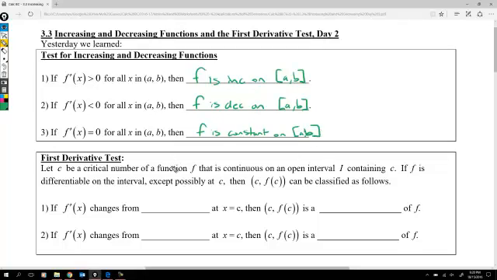Okay, now our first derivative test. So if f prime changes from positive to negative at our given critical point, that means that our critical point is a relative max. Or you could say local max, same thing. And if f prime changes from negative to positive, that means that my critical point is a relative minimum. So remember, this means it's going from increasing to decreasing. So I have a hill. This means I'm decreasing to increasing, which means I have a valley. All right.